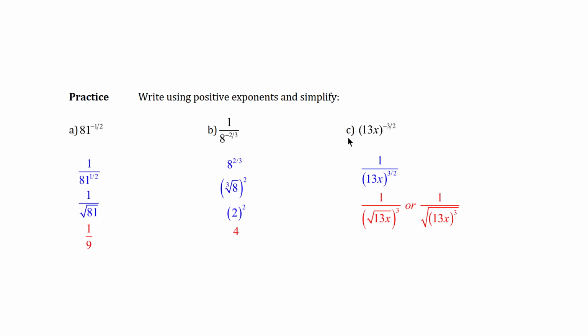For part C, we could rewrite this as 1 over (13x) to the 3 over 2 power. Next, we rewrite this in radical notation. We have 1 over (the square root of 13x) cubed, or we could rewrite this as 1 over the square root of (13x) cubed.